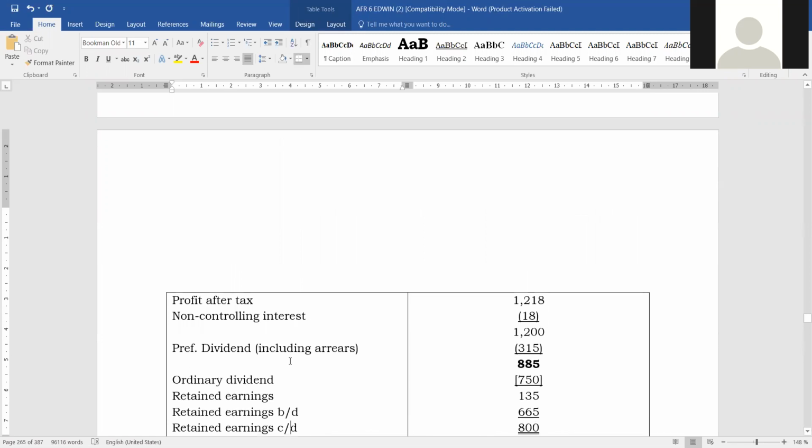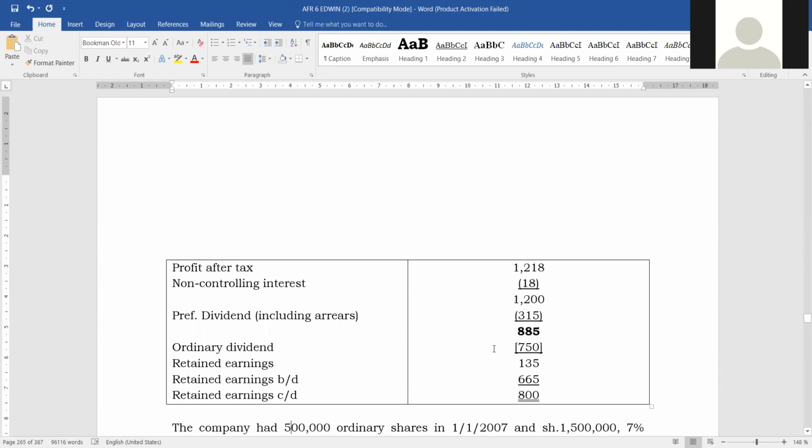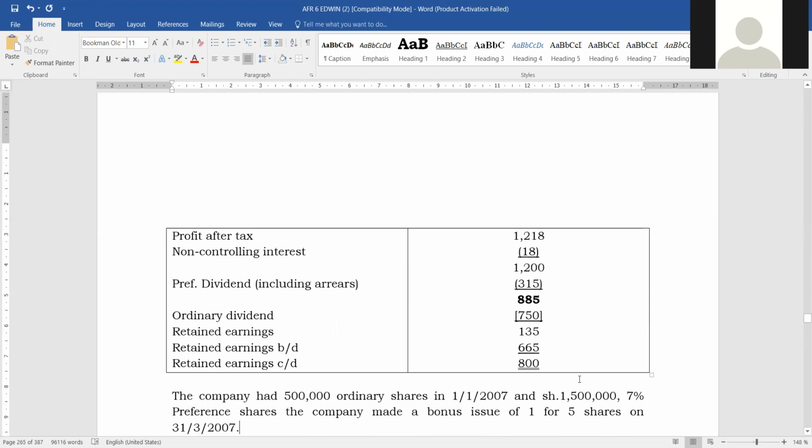Other than the 885, it cannot be our dividend, because I was not seeing the one which is given down here. There is this 1.5. Remember they say preference dividends including arrears. So what is our total? You take 7% of 1,500. That is the total dividend. So you minus from 1,200.